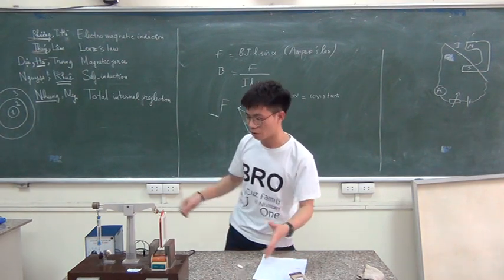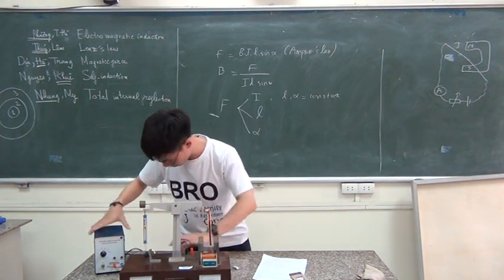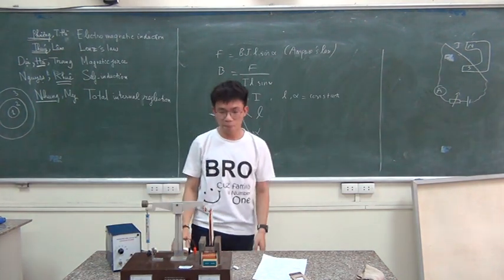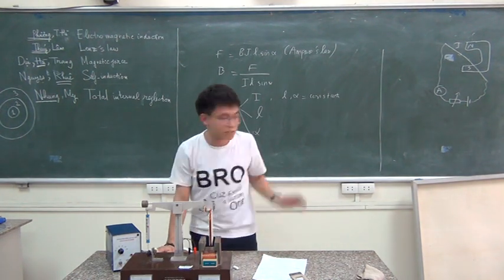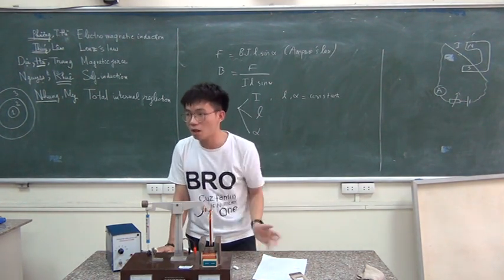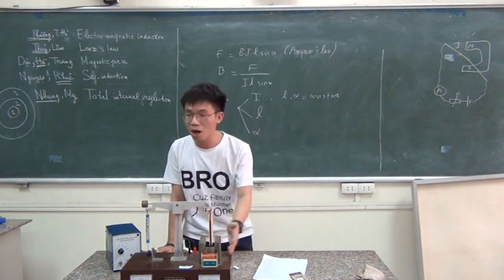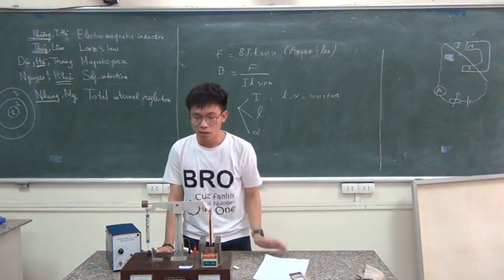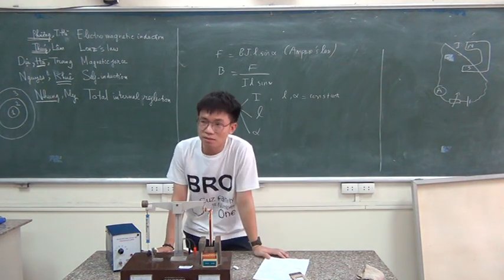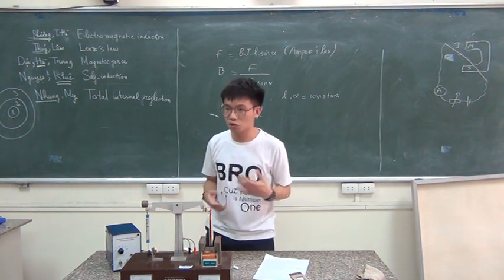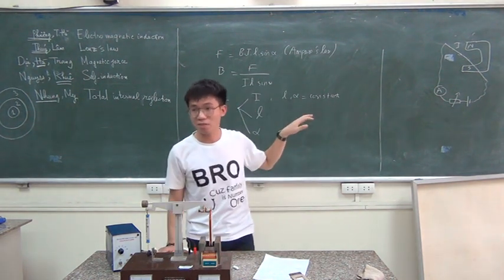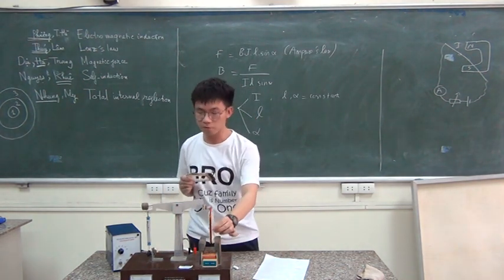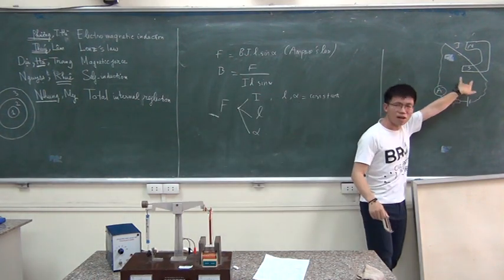And now I will show you the real apparatus for this experiment. The first thing is the permanent magnets. Instead of using permanent magnets, we use electromagnets. Why do we use electromagnets? Because we can easily change the strength, or we can easily use a different magnetic field. Okay, and we use a loop instead of a straight wire.